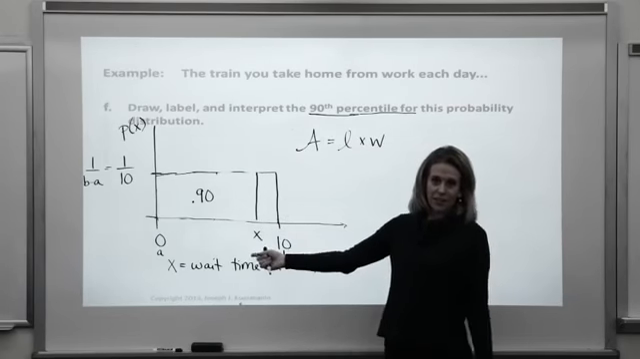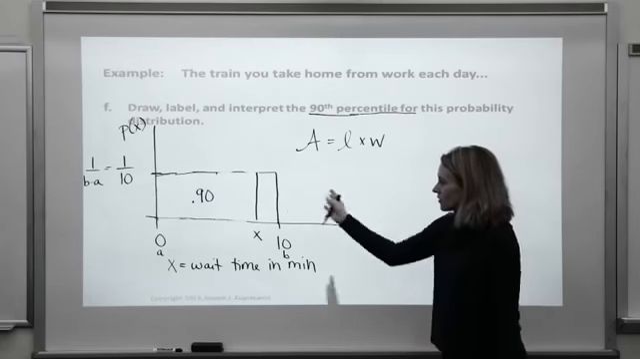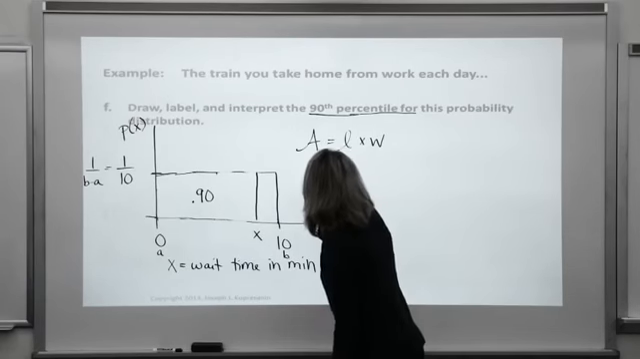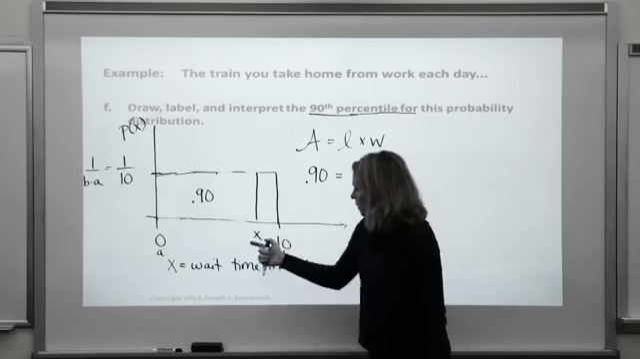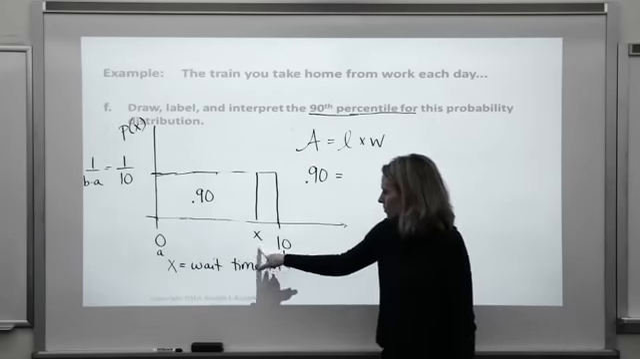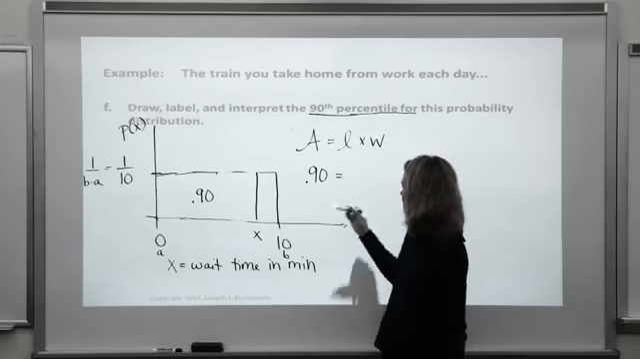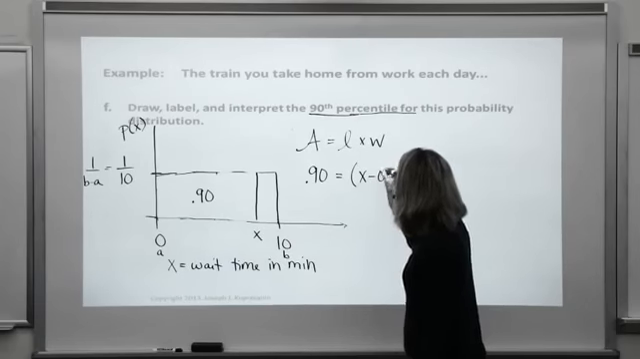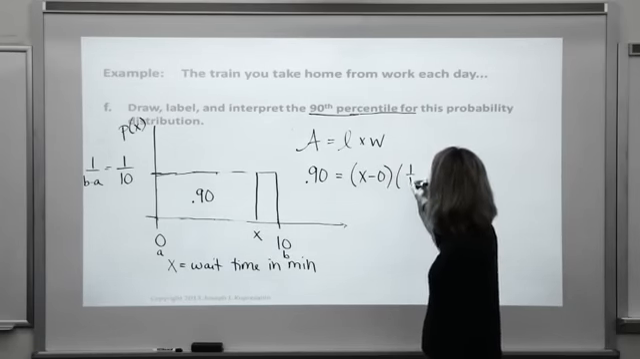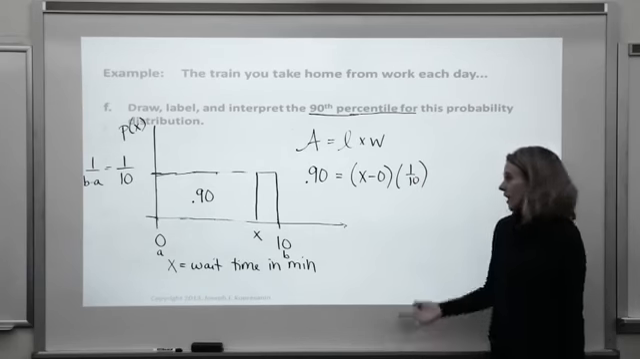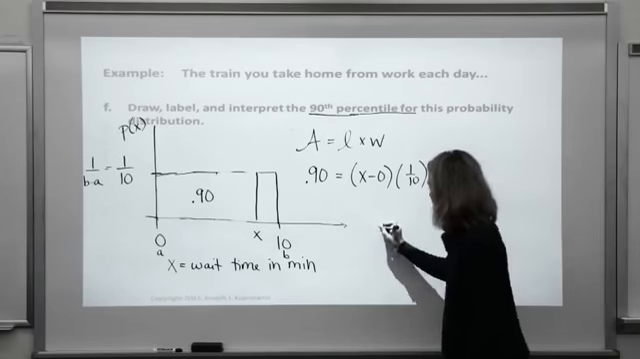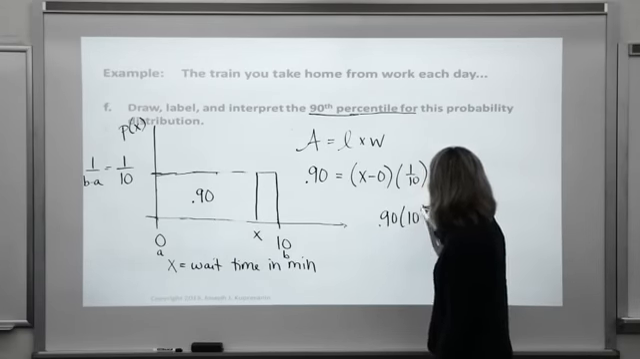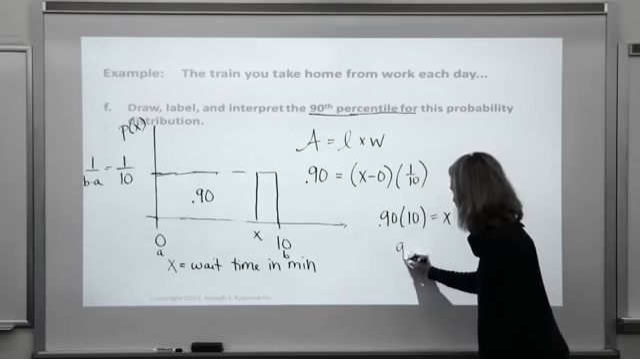You know that's 9, right? But if you didn't, if the numbers were more complicated, you could say, hey, that area is 0.90. I don't know how far it is from here to here. So that length is x minus 0, and I do know the width of this thing. And then if you solve this for x, this is just going to be x. Multiply both sides by 10. We'll get what we thought we were supposed to get, 9 minutes.